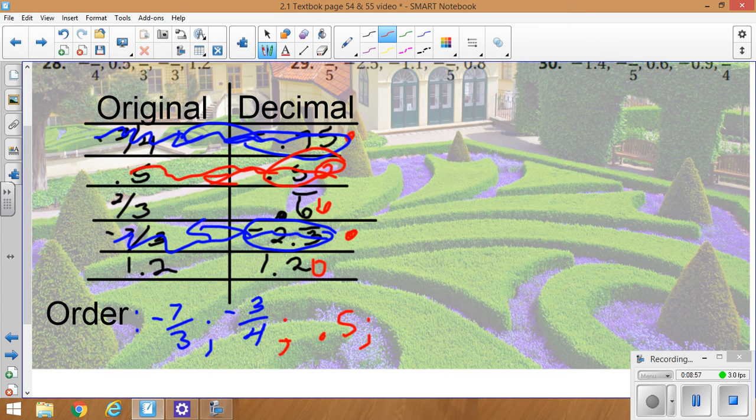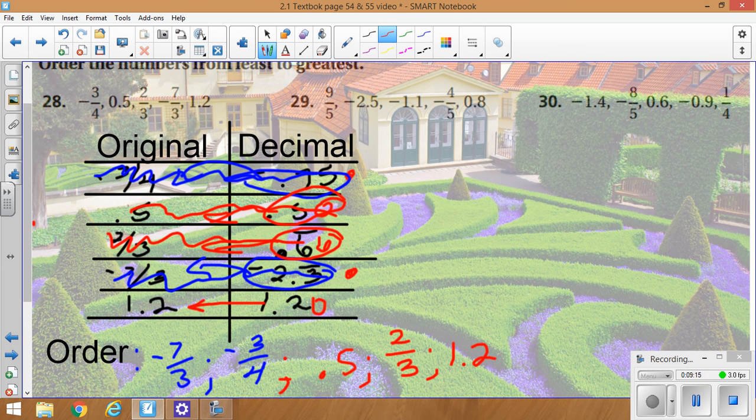Then I have 66 cents and $1.20, so 66 cents would come next, and that's originally 2/3. Okay, get rid of that. And finally, I have 1.2 left over. Okay, we want to take the original number. So there's your answer to number 28, from least to greatest. Please pause now if you need to copy any of this down.